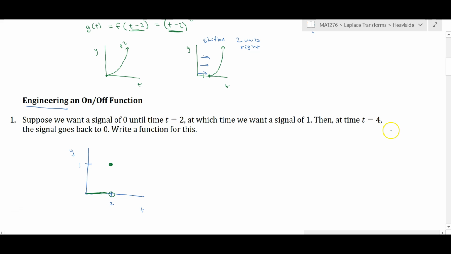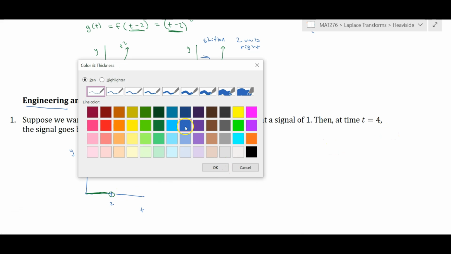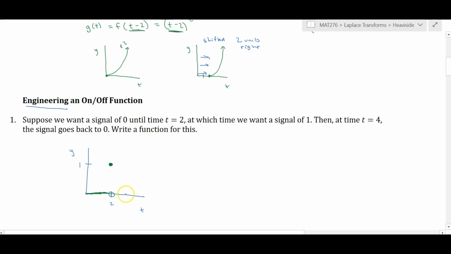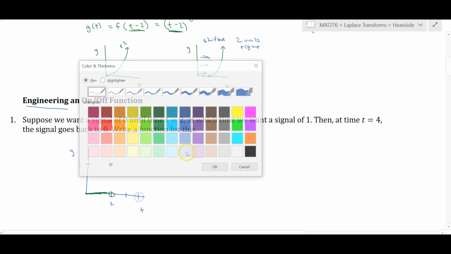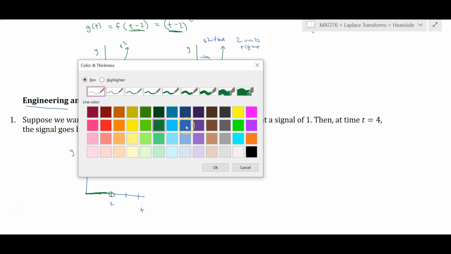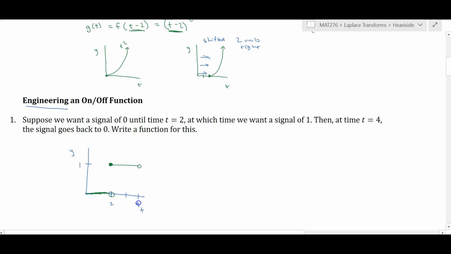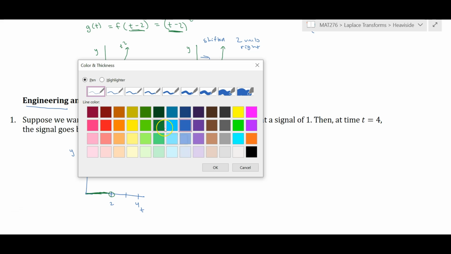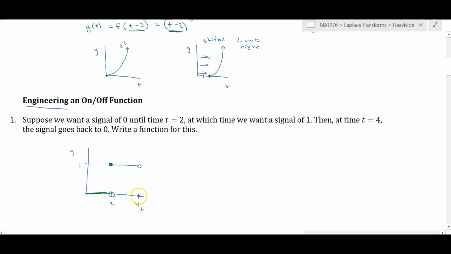But then at time t equals 4, the signal goes back to 0. So here we get our tick marks, we'll say 3 and 4. We want that signal to be equal to 1 up until we hit time 4, and then at time 4, we want the signal to drop back down to 0. So it's as if we just turned on the switch for just a little bit, and then we turned the switch back off, and that's all that happened.